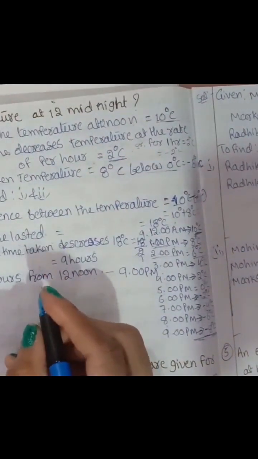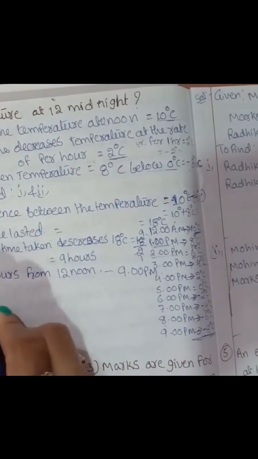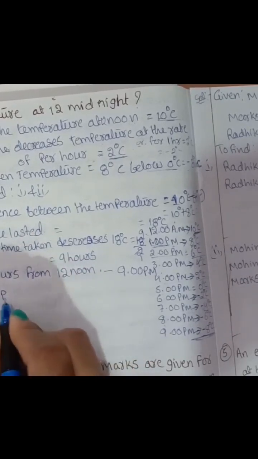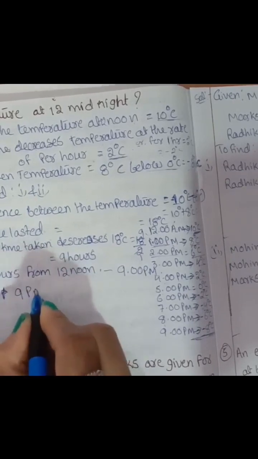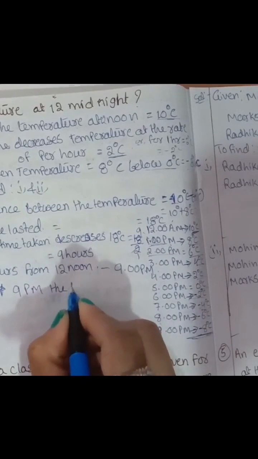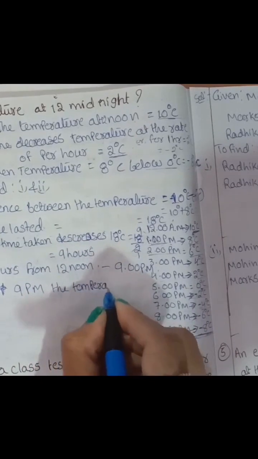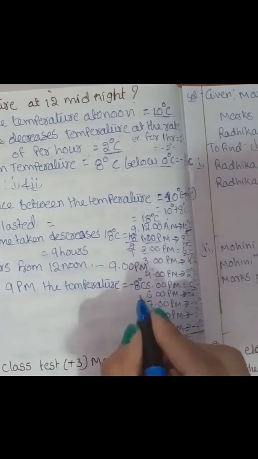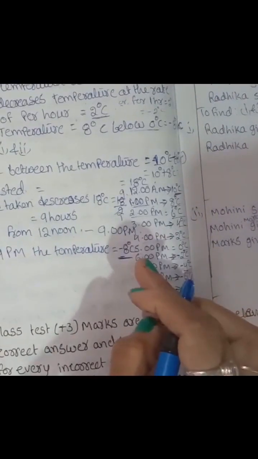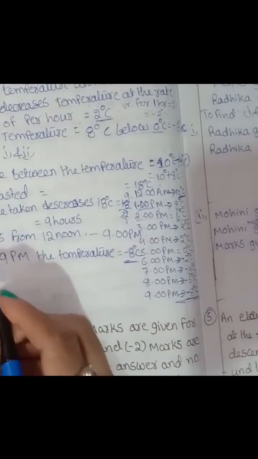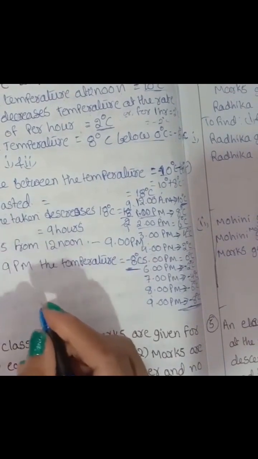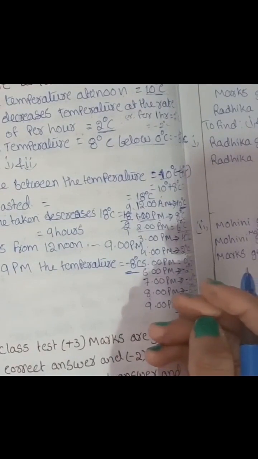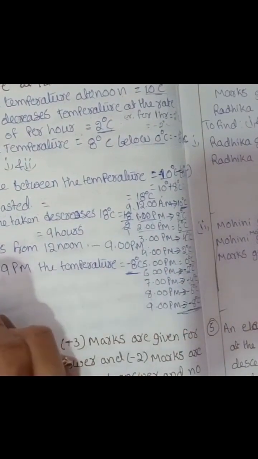So the first answer is, at 9 PM the temperature is equal to minus 8 degrees centigrade. Okay? Now the second question: what would be the temperature at 12 midnight? 12 midnight only. Total temperature.